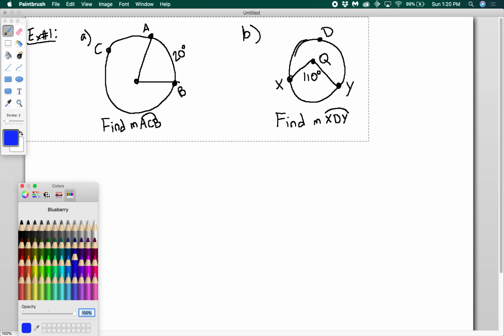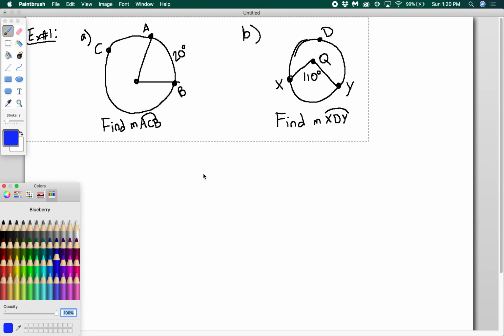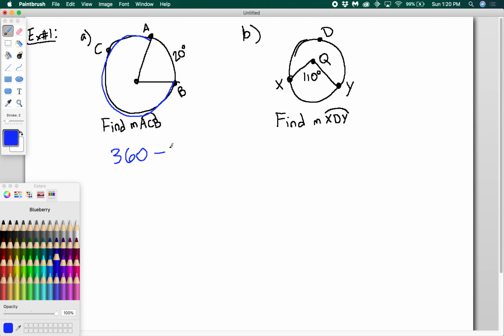Switch to blue. Okay, so example 1, I have a circle, I have an arc, and I want to find the measure of arc ACB. Well, I know this is a major arc, and this is a minor arc. If I want to find the measure of a major arc, I just do 360 minus the measure of the minor arc, and I get 340 degrees.